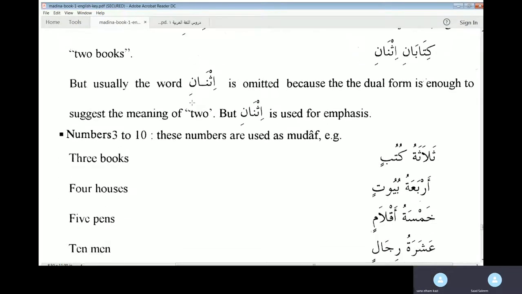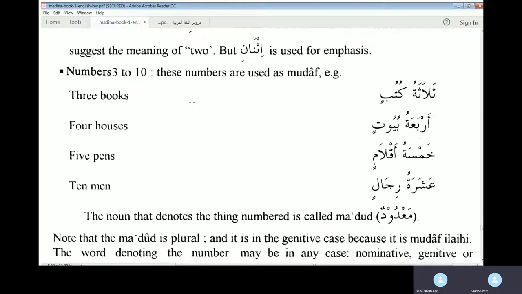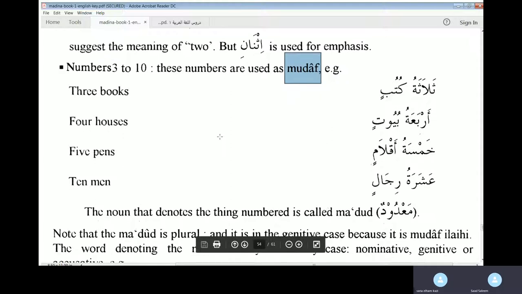And for the numbers 3 to 10, these numbers are used as Mudaf. You have already learned the rules of Mudaf and Mudaf ilayh. For example, thalathatu kutubin, three books. Arba'atu buyutin, four houses. Khamsatu aqlamin, five pens. Asharatu rijalin, ten men.